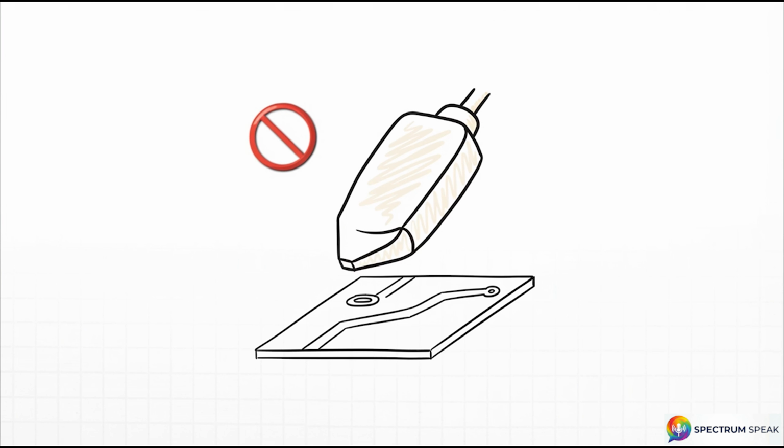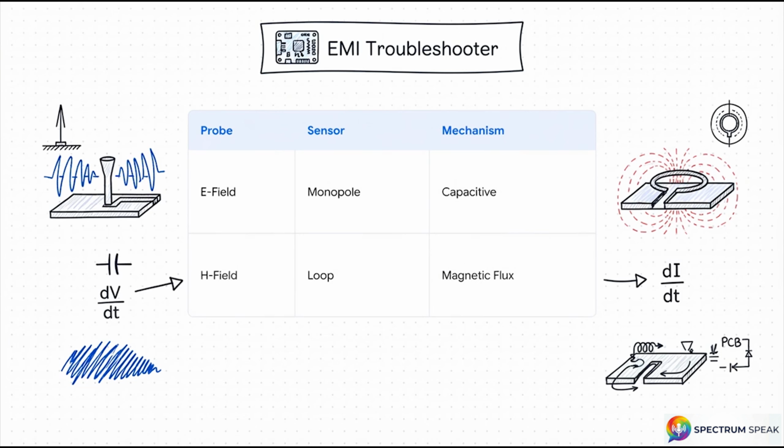Because they couple through space rather than making direct galvanic contact, they act as totally invisible observers, introducing zero capacitive load to your switching node. To actually capture these fields, we rely on a really cool duality of diagnostic tools.